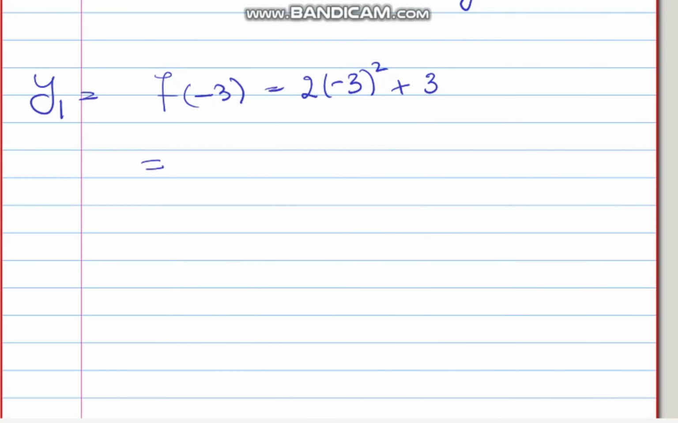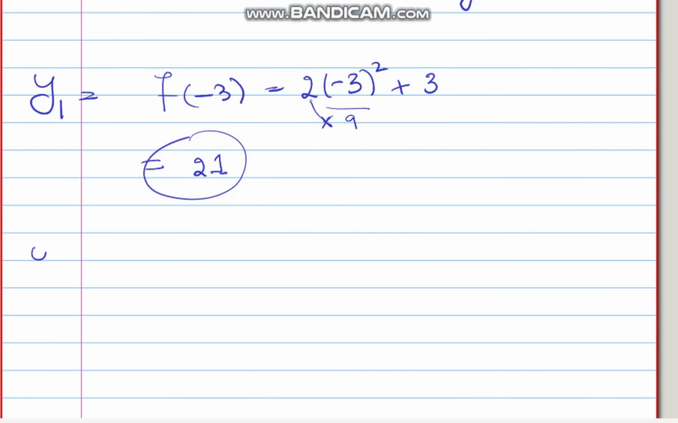What is the value of this function? Minus 3 whole power 2, or minus 3 square, will be 9. Let me write it for your easiness. 9 cross 2 is 18, and 18 plus 3 is what? It is 21. Sorry, 18 plus 3 will be 21. This is the main thing. 21.